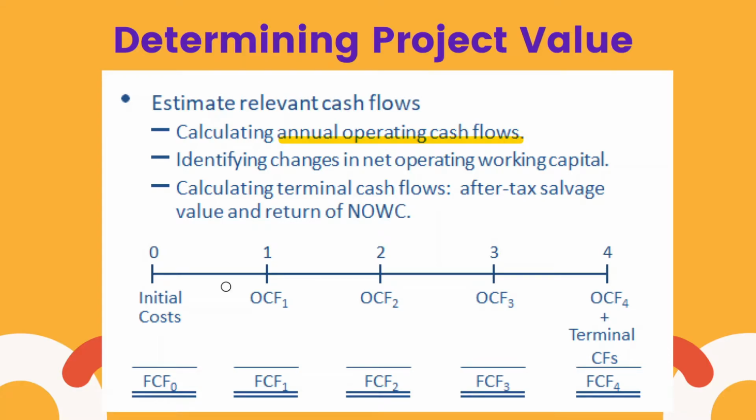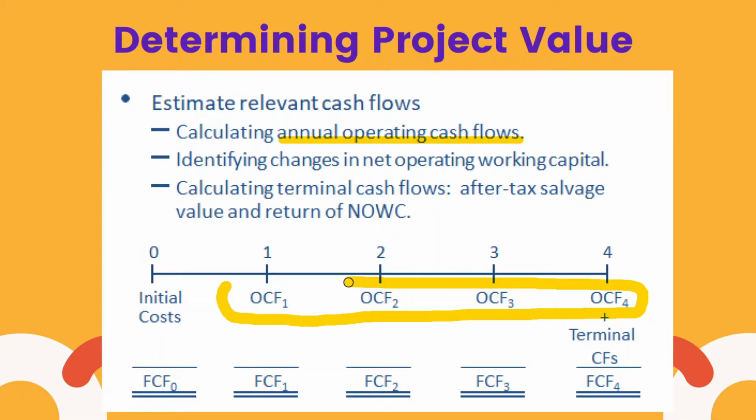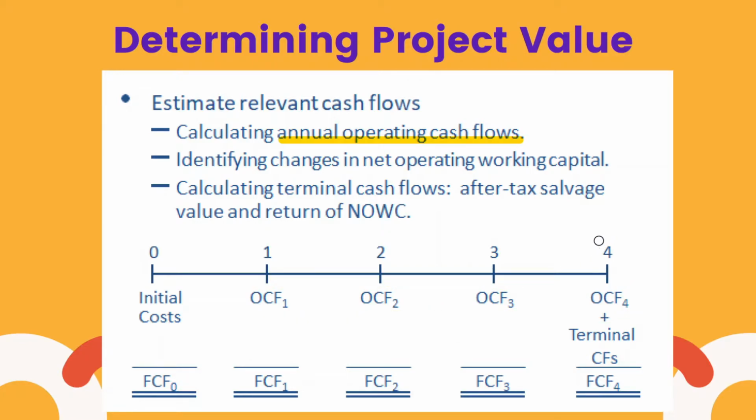The second group of cash flow represents annual operating cash flows. Once we start the operations, the company will make sales and be able to earn cash flow from the business operation. So the second group of cash flow represents operating cash flows each year. At the end of the project, which is year 4, there will be the third group of cash flow called terminal cash flows. This terminal cash flow is calculated from the after-tax salvage value plus a recovery of an investment in the net operating working capital.